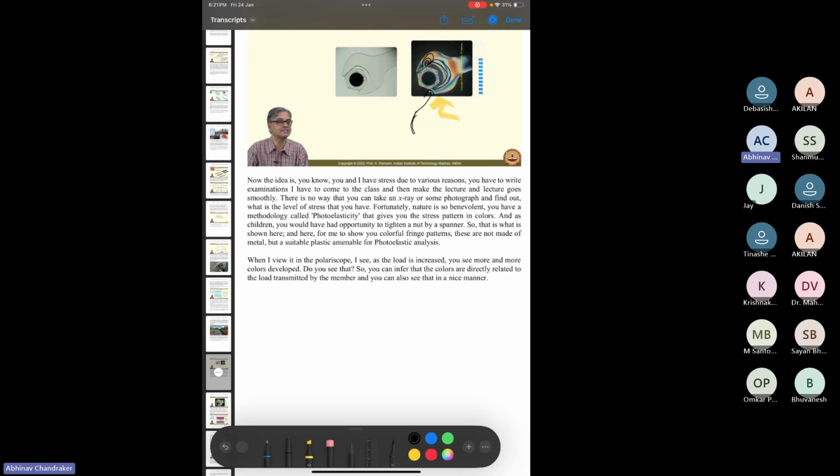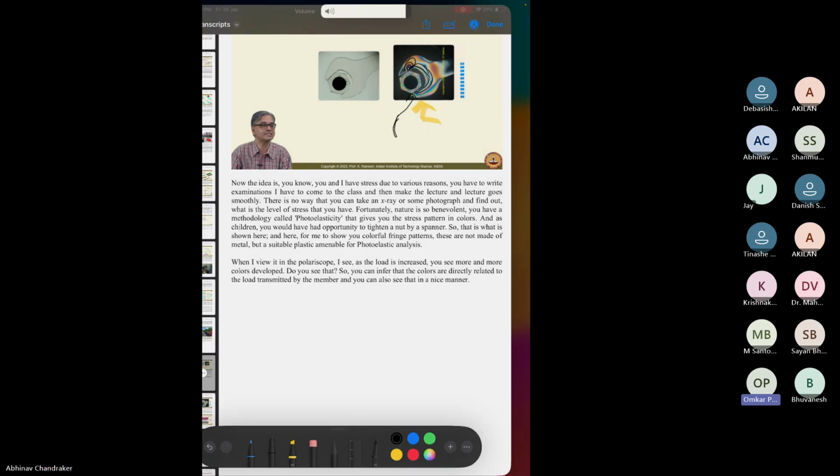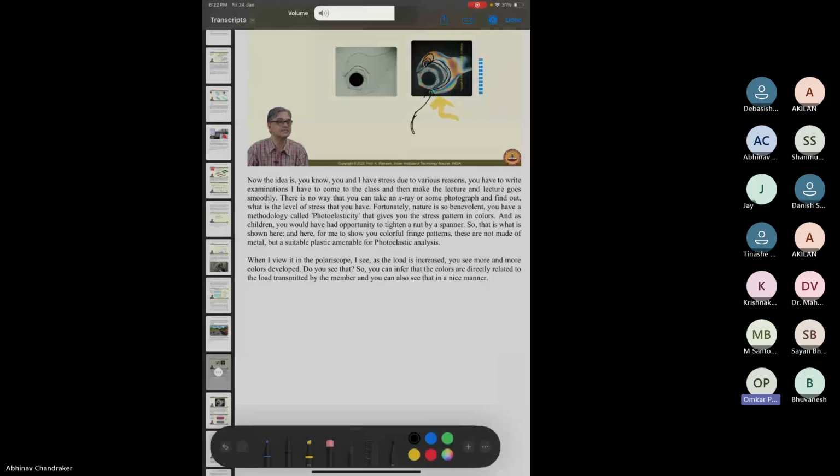Hi, Abhinav. Am I audible? Hi, yeah, you're audible. I had a very simple question. The fringes, or the stress values for the photoelasticity, how do we exactly get those fringes? Means the range of the fringes. Can you explain a bit on that?